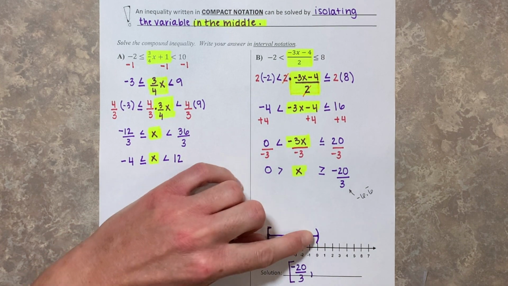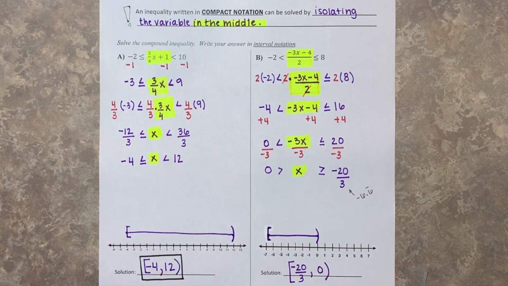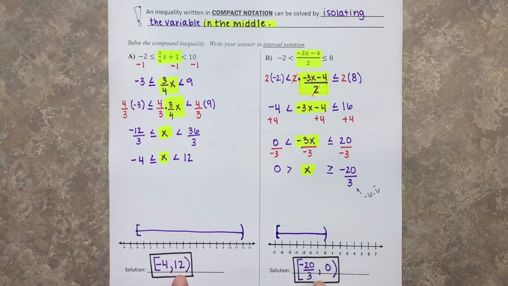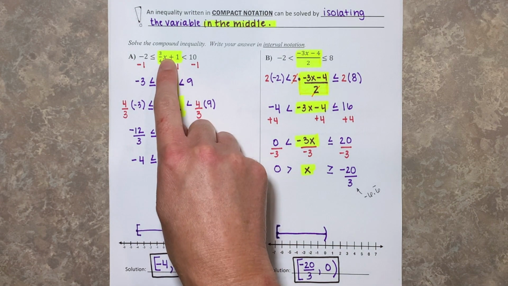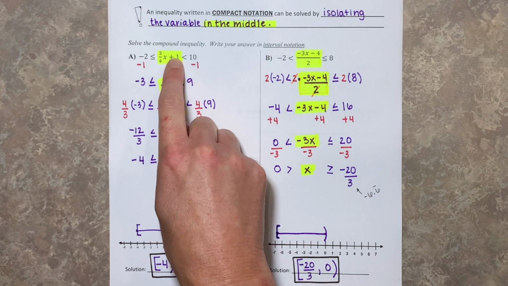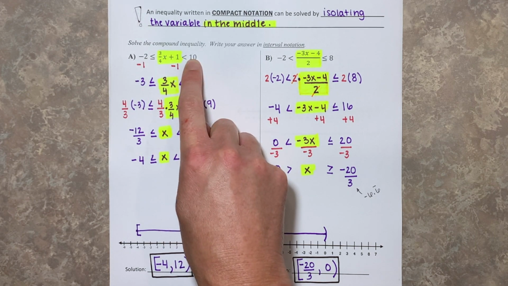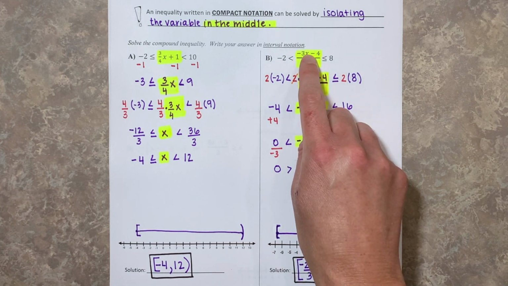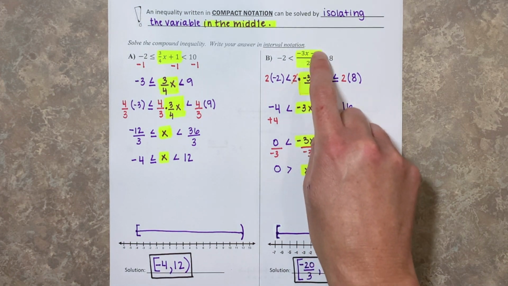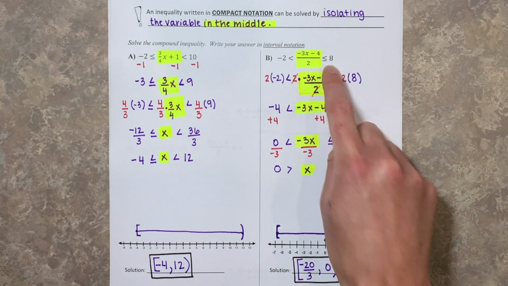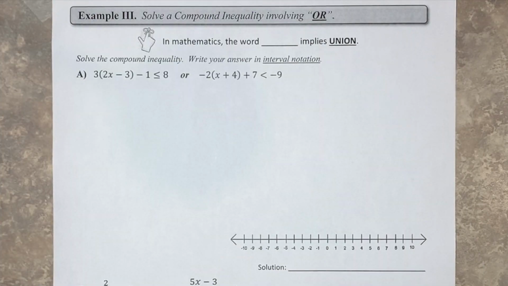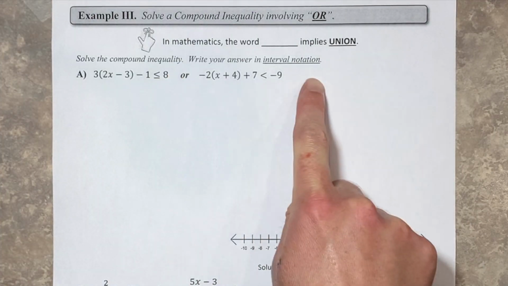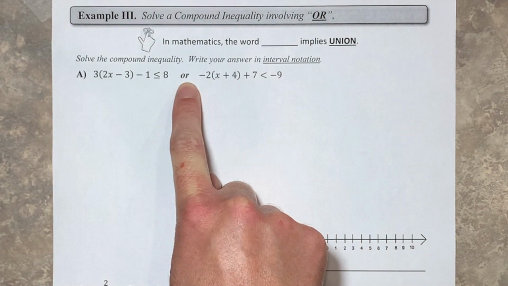Then we put a comma and list the highest endpoint, which is 0. What do these solutions even mean? Well, this means if you plug in any number in this region here in for x, you'll get a quantity that's between -2 and 10. If you plug any number in this region in for x here and compute this, you'll get a quantity that's between -2 and 8.